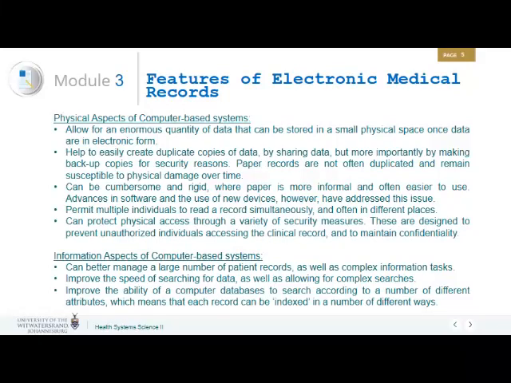We see that computer-based systems permit multiple individuals to read a record simultaneously, and of course they can do this in different places. So different clinicians could be consulting in different parts of the world around a patient because they will all have access to the same record. Computer-based systems can also protect physical access through a variety of security measures, and this is important in terms of confidentiality and ensuring that authorization is managed around who can access those files and who cannot.